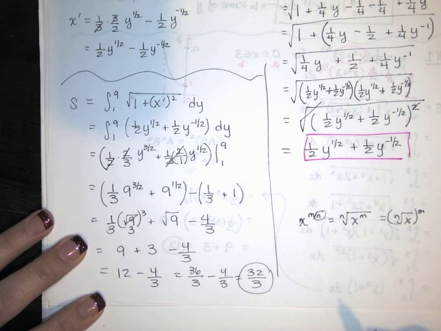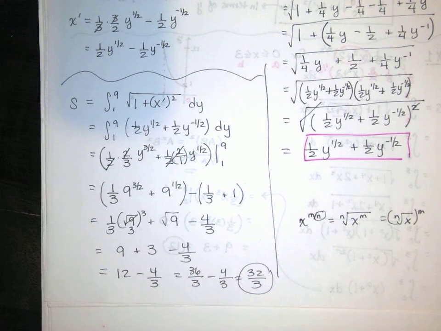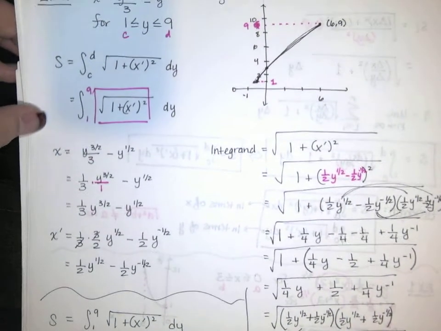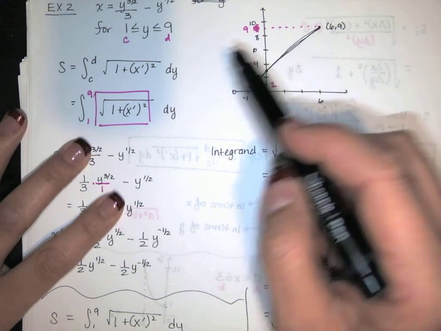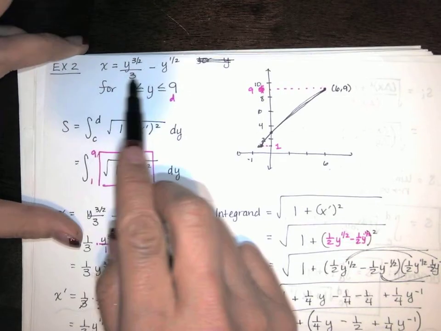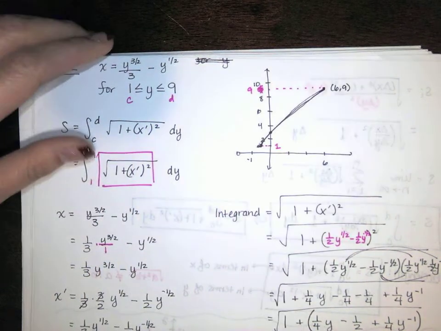And you say, what was that again? What on earth are we doing? That's the length of this guy, the length of this curve. The curve that's given by this x as a function of y, for y between c and d.